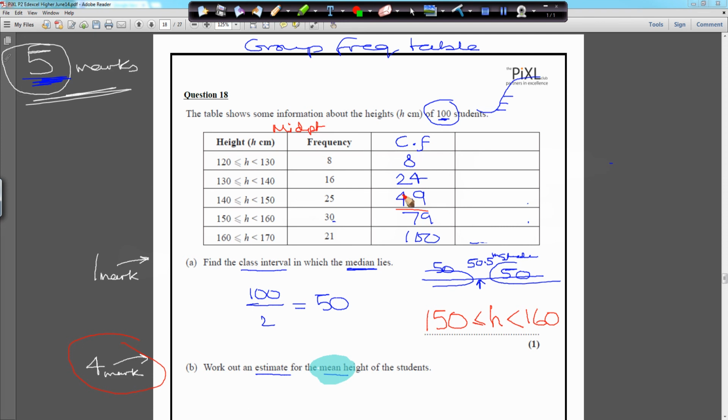Actually, we won't need these values anymore. We can put the midpoints here. Let's get rid of this as well, and make it a bit neater. But that is my explanation. It was a bit of a long-winded explanation. Sorry about that, folks.